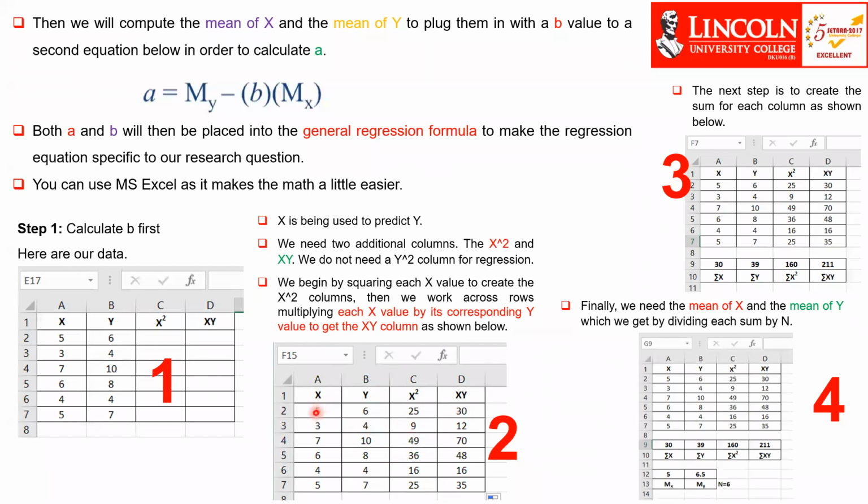Okay. The square of 5, 5 square will give you 25. 3 square will give you 9. 7 square will give you 49. 6 square will give you 36. 4 square will give you 16. 5 square again will give you 25. That's why you're having this.